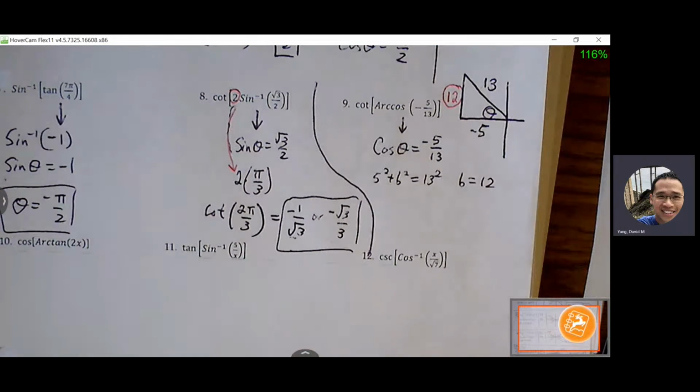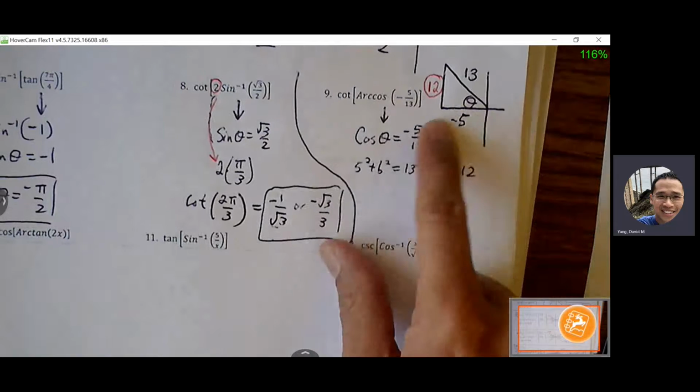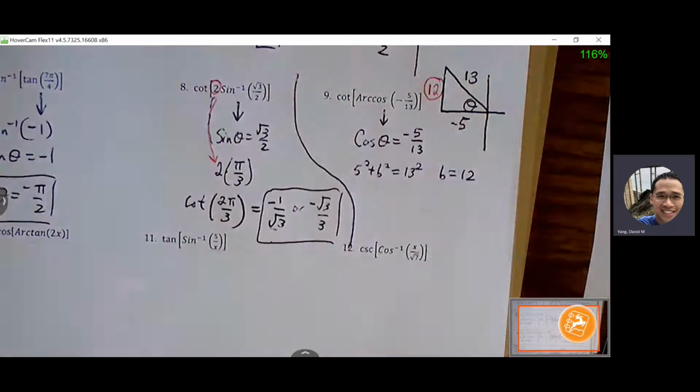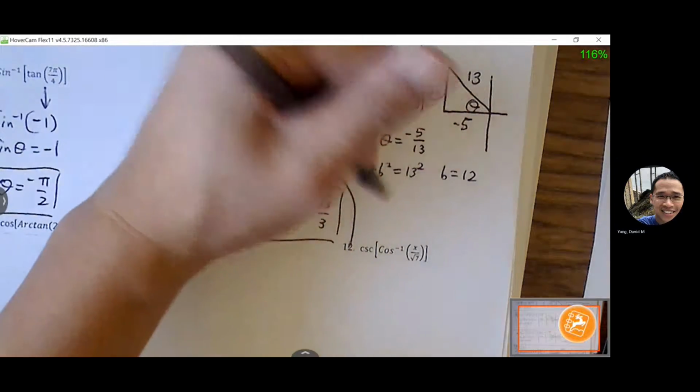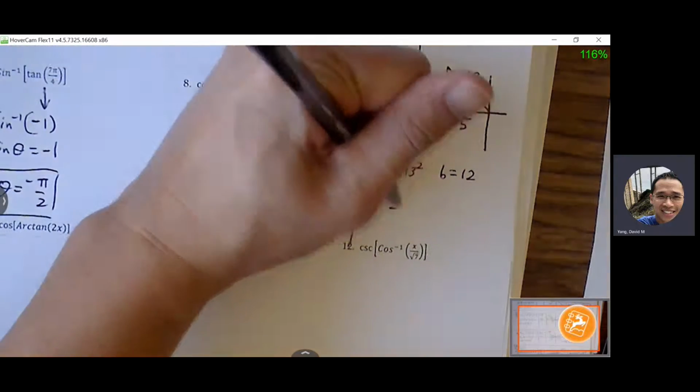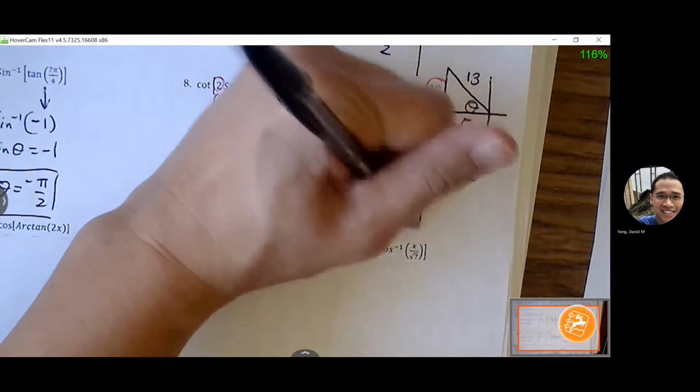So now all we want to do is to figure out what is the cotangent of this resulting triangle. What's cotangent of theta? Negative 5 over 12.